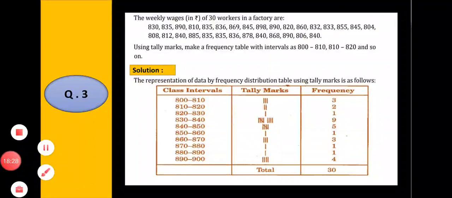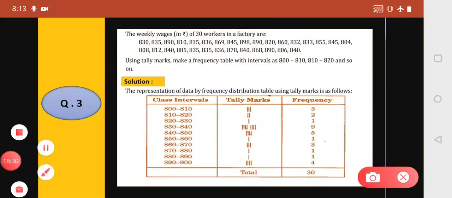Next class interval, that is 870 to 880. Yes, again in this class interval 870 to 880, you have to cross check minutely so we don't make any mistake. 870 to 880. Yes, you can see 878, only one frequency falls in this group. So we'll make one vertical line and the frequency is 1.